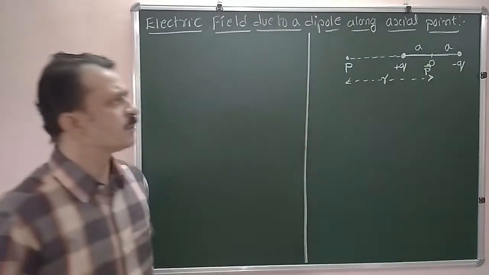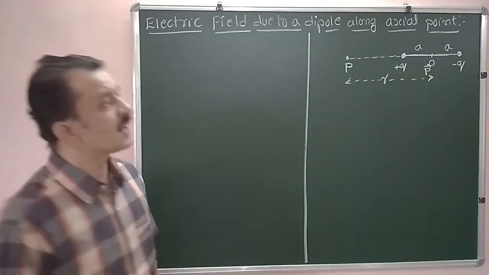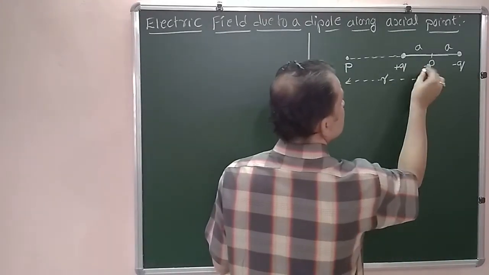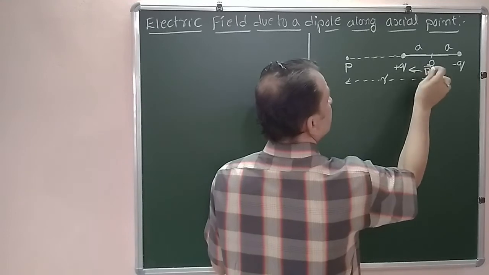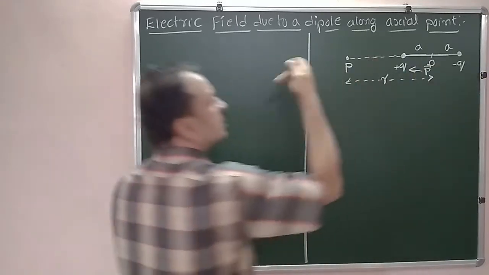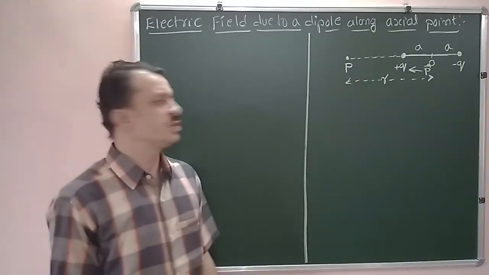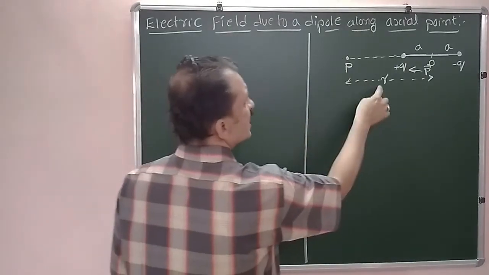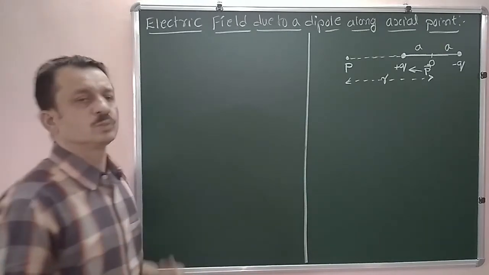Vector P represents the dipole moment. Now where is the direction of the dipole moment? It is from negative charge towards the positive charge. The direction of dipole moment is from negative charge towards the positive charge. Now this point P is at a distance r from the midpoint of the dipole.